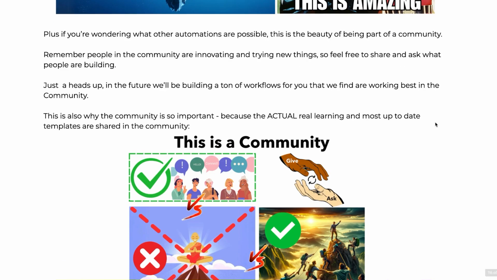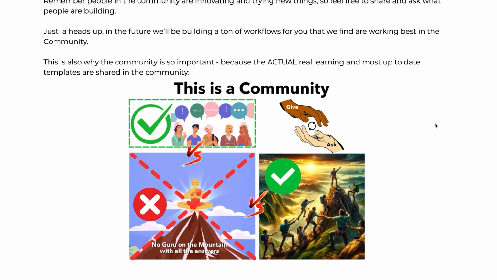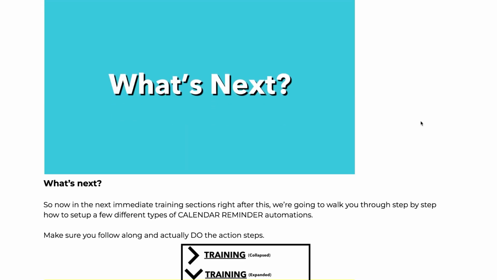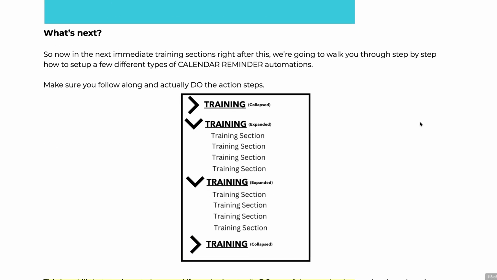Of course, as this selection of automations continues to grow and we start to see, hey, different people built different tools and automations inside of the community, we're going to be able to copy and paste those directly into your ClientKit account, so long as you keep your membership status active with the Institute. Ladies and gentlemen, what's going to happen next is that right after this training, we are going to directly jump into the exact step-by-step for the specific calendar reminder automation. So that's going to happen right after this.